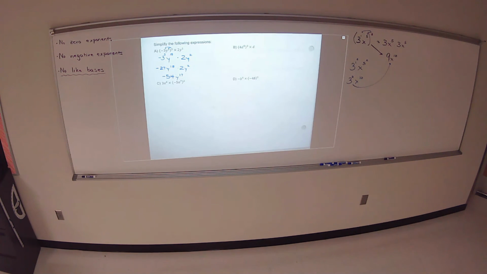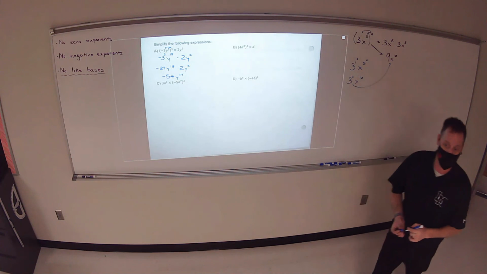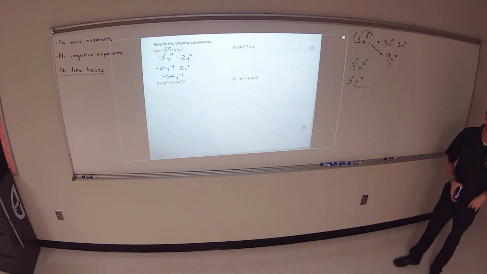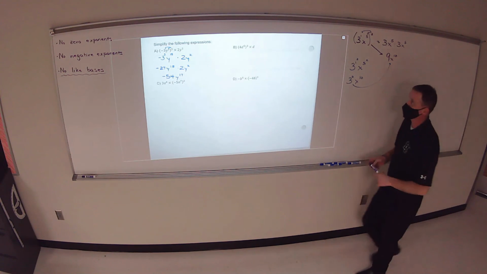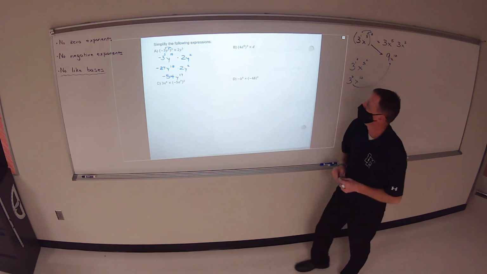Do you have any zero exponents? Do you have any negative exponents? Do you have any like bases? Nope. That's our final answer then. You still have to make sure that the 3 things that we've got over there on the left, those are still all being taken care of. No like bases, no zero exponents, no negative exponents. Okay? Let's move to example B.